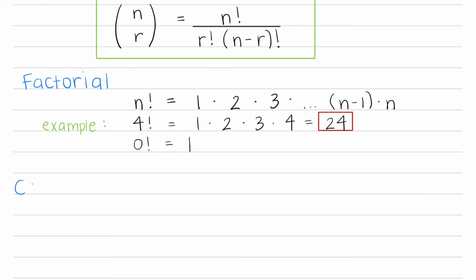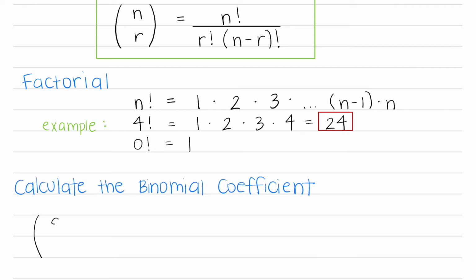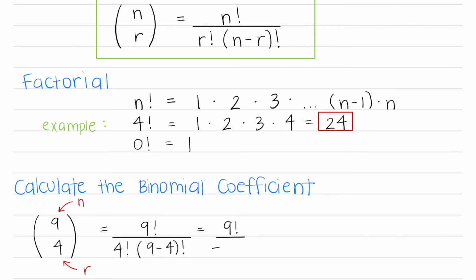Let's try an example. We're told to calculate the binomial coefficient. We're given 9, 4. So referring to our formula above, the 9 is the n and 4 is r. And if we plug it into our formula, we have 9 factorial over 4 factorial times (9 minus 4) factorial. So let's write that as 9 factorial over 4 factorial, and 9 minus 4 is 5 factorial.